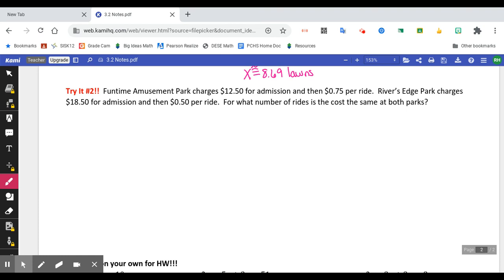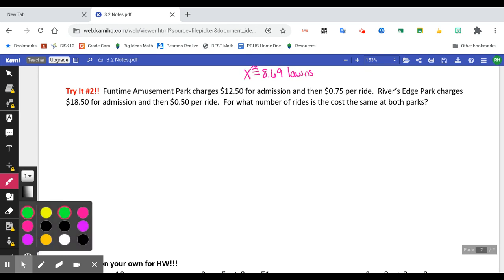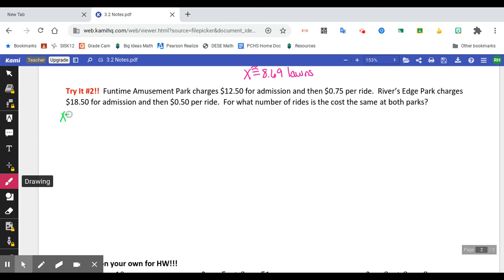Okay, so again, you're trying to make your two equations, right? X is going to equal something that happens over and over again. So that would be your rides. So the number of rides would be X, and Y would be your total amount that you're spending. Okay? So let's write an equation for Funtime, write an equation for River's Edge, and then we'll put them together.